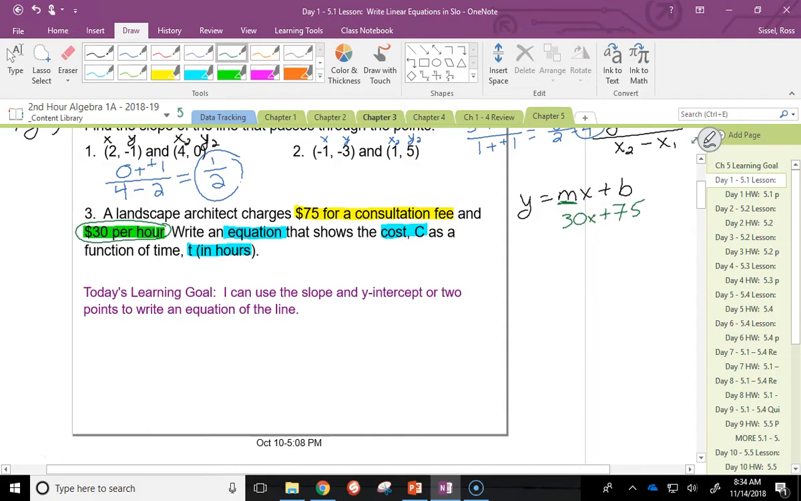or you could have used h for hours, and they asked us a function of time, so t equals. Oops, I don't know why I said t. I know I said time, but I should have used t then. I didn't read that part. I got a little ahead of myself. So 30t, and we'd say c equals.